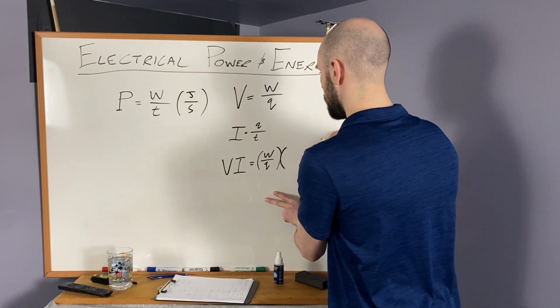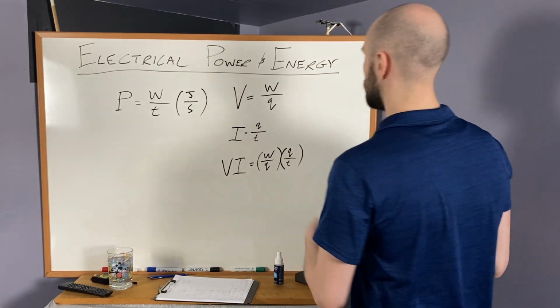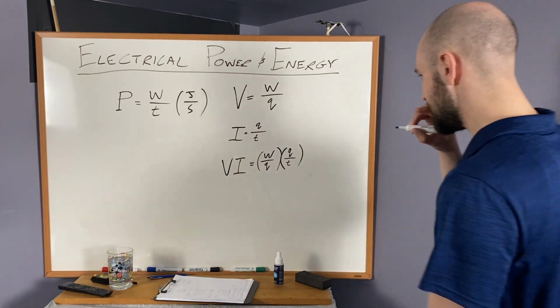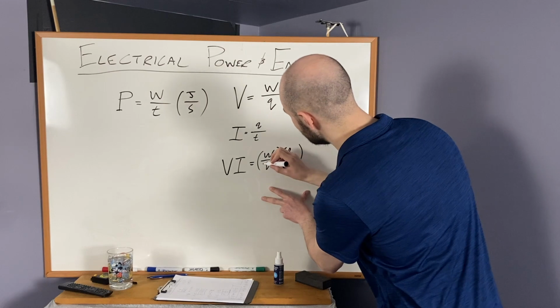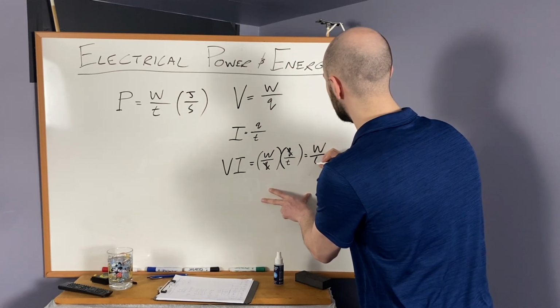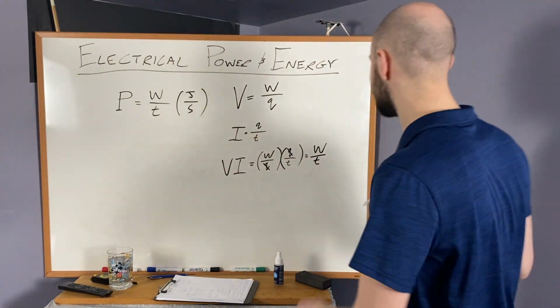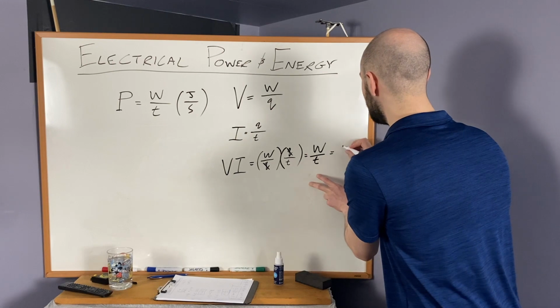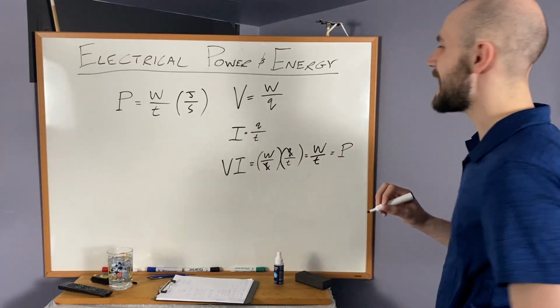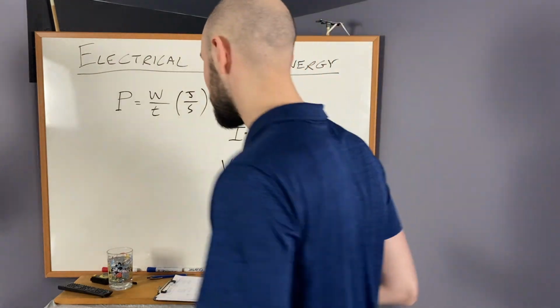Current is charge over time, right? And if we multiply these two things together, we end up with work over time. That's what our power is. So we arrived at our very first equation for calculating the electrical power of any one of our circuit components.